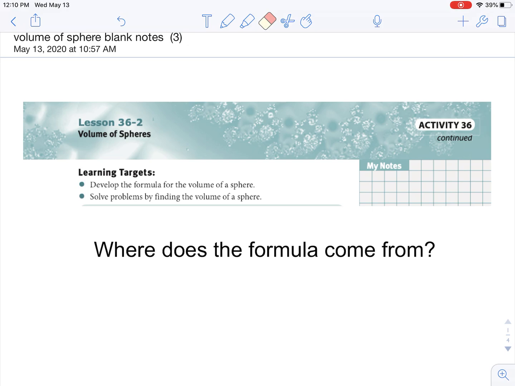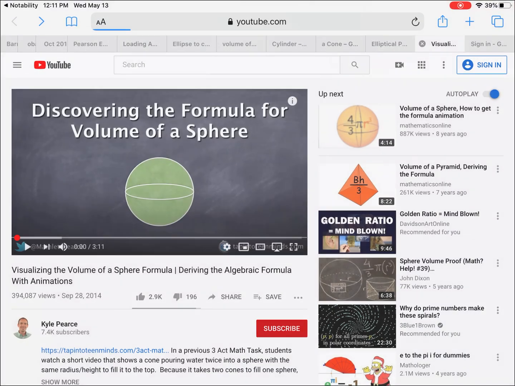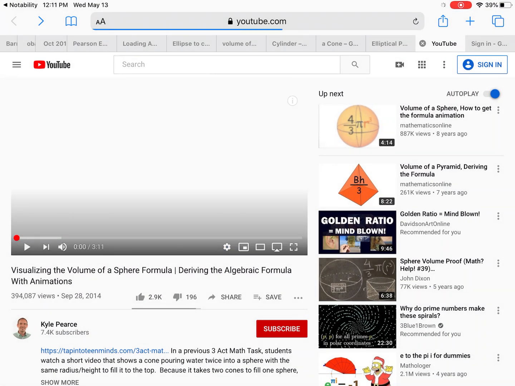Class, today we're going to talk about volume of spheres. And before we see the formula and look at some applications of how to use the formula, I do think it's important to see where that formula comes from. And then once we have that formula, then we can start using it to solve some problems. So we're going to watch a short little video on where the formula for volume of a sphere actually comes from.